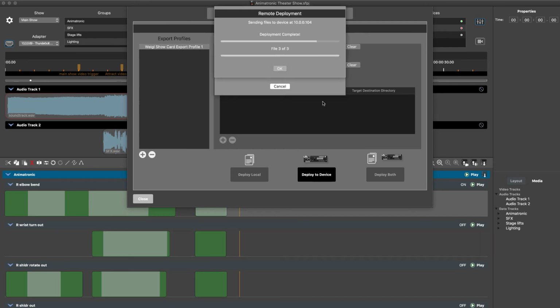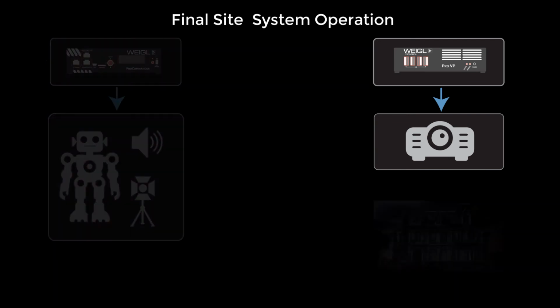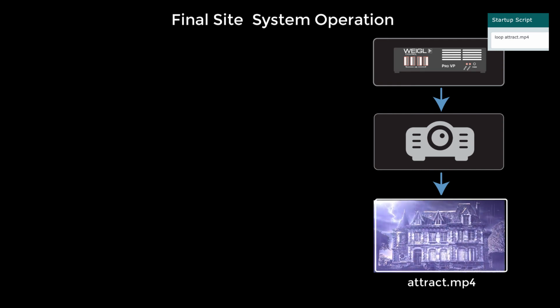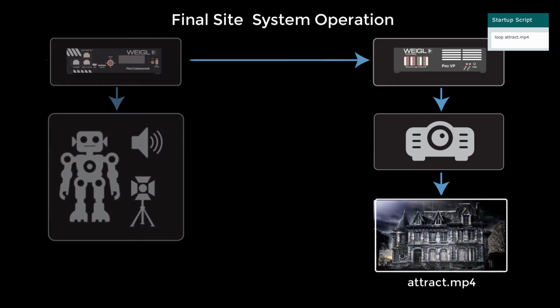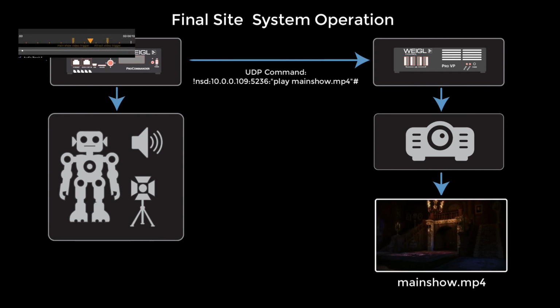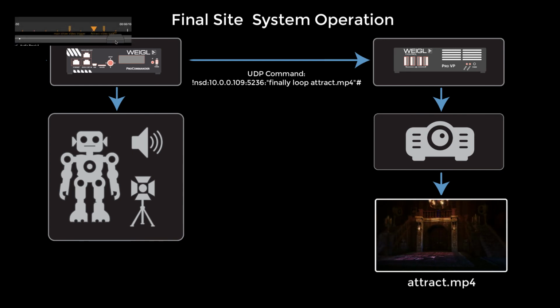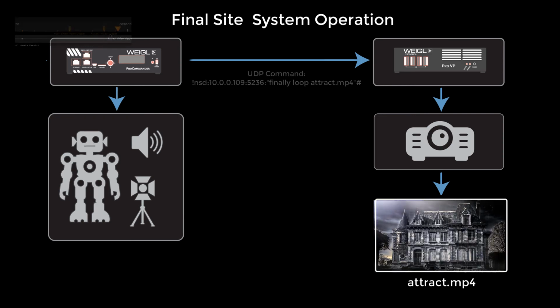With the ProVP configured and the Showforge show files deployed to the Pro Commander for the sample project as shown in this video, let's quickly review video playback on the final site system. The ProVP will loop the attract video upon power-up via the startup script on the ProVP. The main show video will play when commanded via the ProVP play marker at the 5-second point of the Pro Commander main theater show. Once the main show video has completed, the ProVP will return to looping the attract video via the finally command, also in the Pro Commander main show.